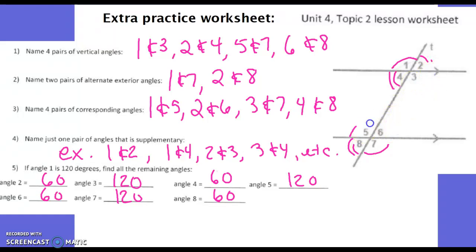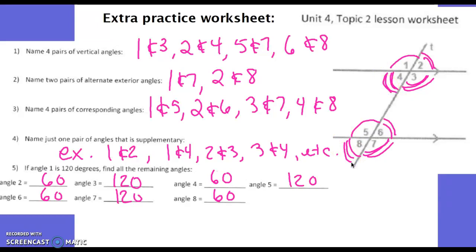Number 2, alternate exterior angles. Again, you want to look on the exterior, the parts above and below the line. 1 and 7 are alternate exterior, 2 and 8 are alternate exterior. Pairs of corresponding angles. Corresponding angles are in the same position from the top to the bottom. So angle 1 corresponds with 5. They're both in the upper left of their set of 4 angles. Angle 2 and angle 6, they're both in the upper right of their sets of 4 angles. Angle 3 goes with angle 7, and angle 4 goes with angle 8.